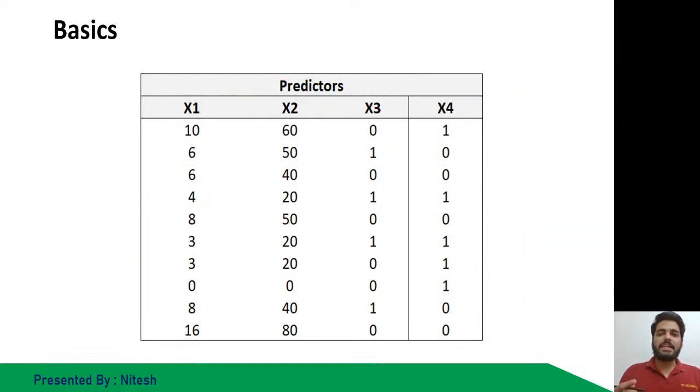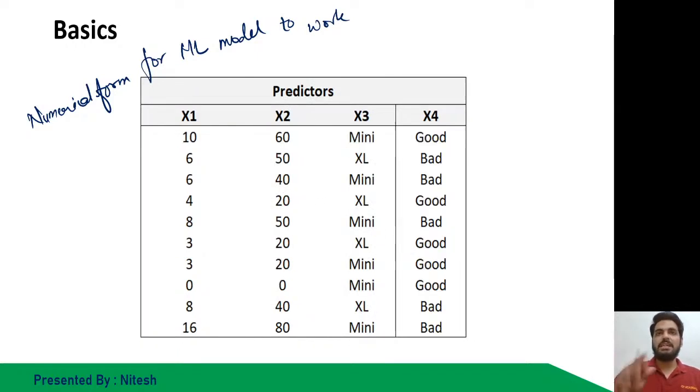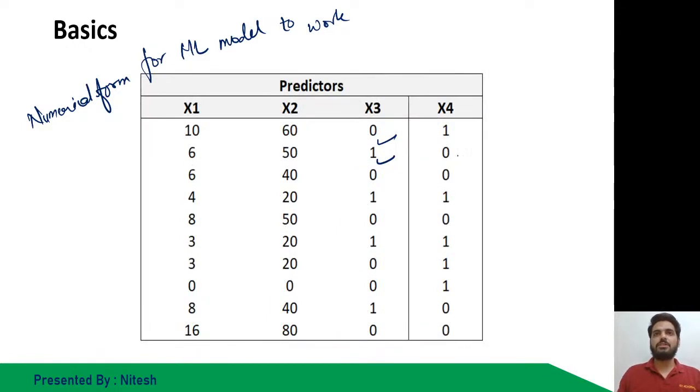So for sending the data, I have passed the data in numerical form. You have to pass the data in numerical form for the machine learning model to work. So I've changed the categorical values into numerical values. On the previous slide, these were my categorical values, mini and excel. I've converted them to numerical values 0 and 1.